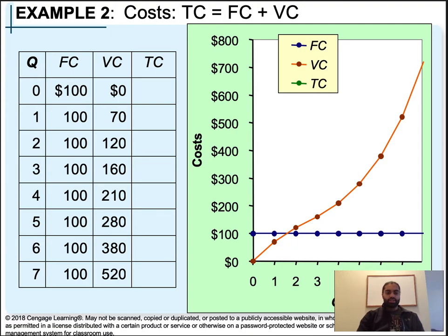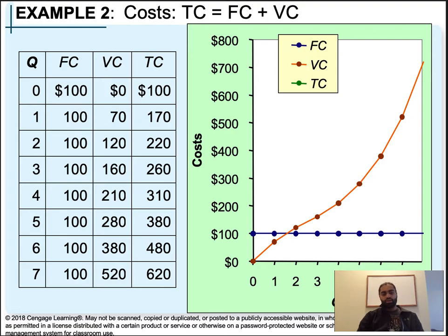Now total cost is just a sum of both of these curves. So at 0 units, we produce, or our total cost is 100, because again, we still have to pay these fixed costs no matter what, even if we don't produce anything. And as we produce more and more and more, our total cost is increasing. So if we plot this curve as well, you'll see an increase.